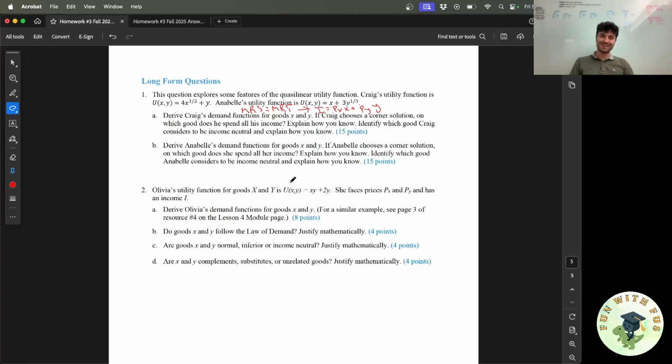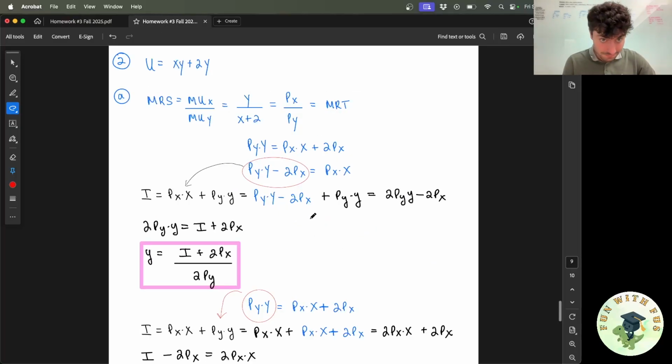And in this one, we are given a utility function. Oh brother, I'm not deriving another demand function. And it's funny, they give us a similar example as if we haven't already had 28 examples of this exact same problem. So for this, MRS equals MRT, plug into the thing, get the thing, isolate.